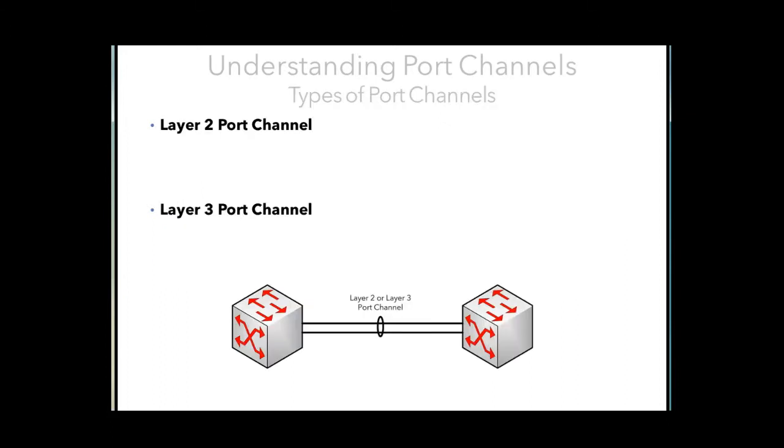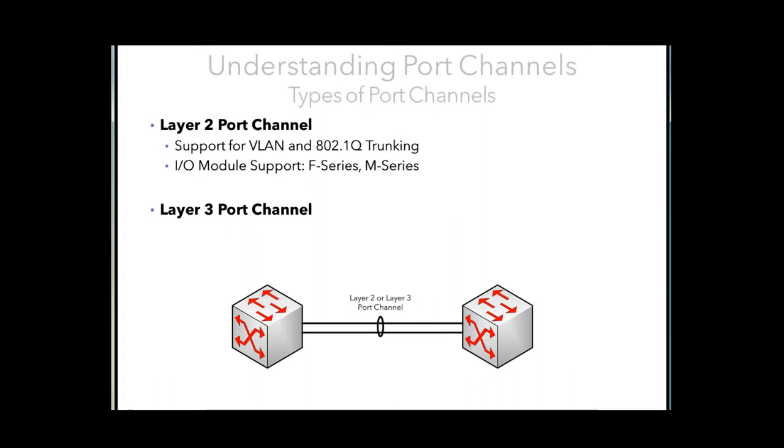A port channel that you configure will either be a layer 2 port channel or a layer 3 port channel. A layer 2 port channel is a switch port enabled interface that can support VLANs and 802.1q trunking. This can be configured with ports on F or M series line modules. A layer 3 port channel is a routed interface where you can configure an IP address to be part of your routing domain.